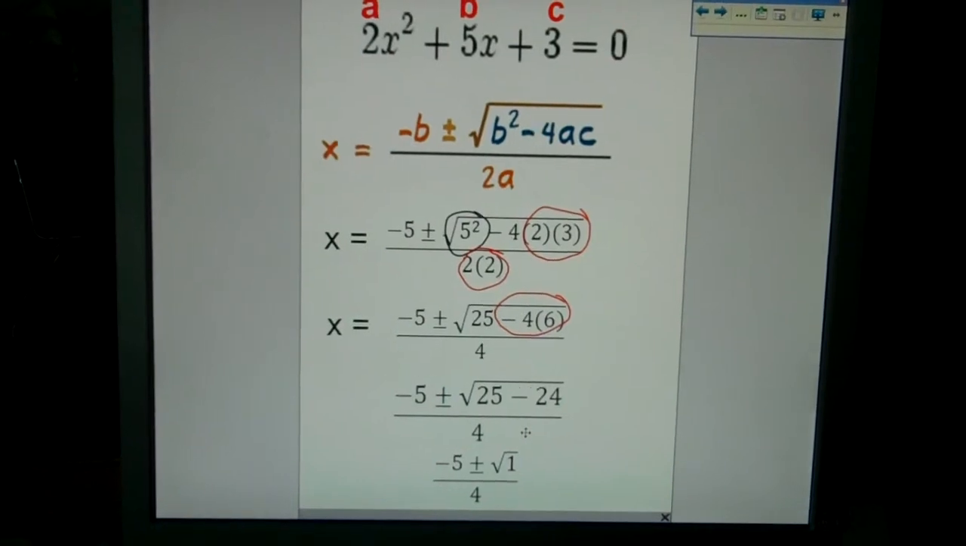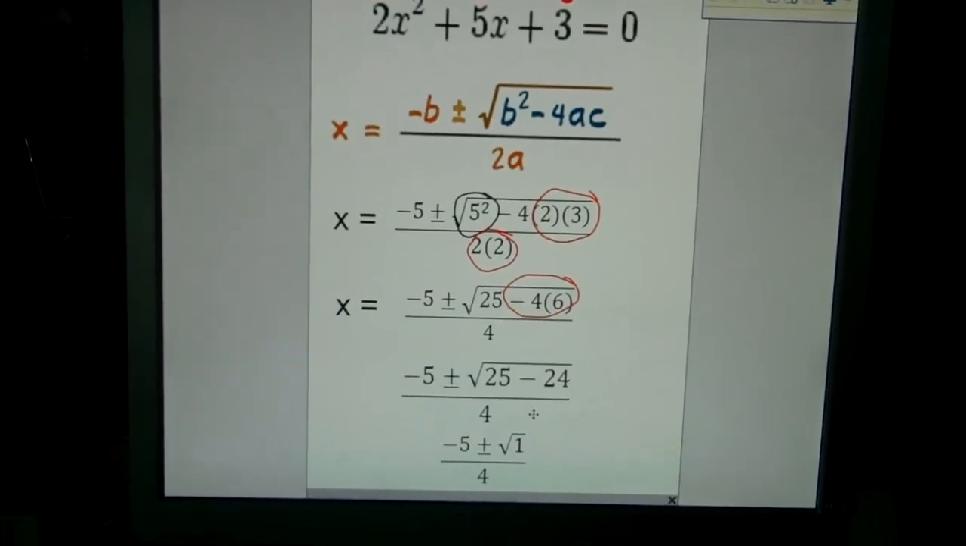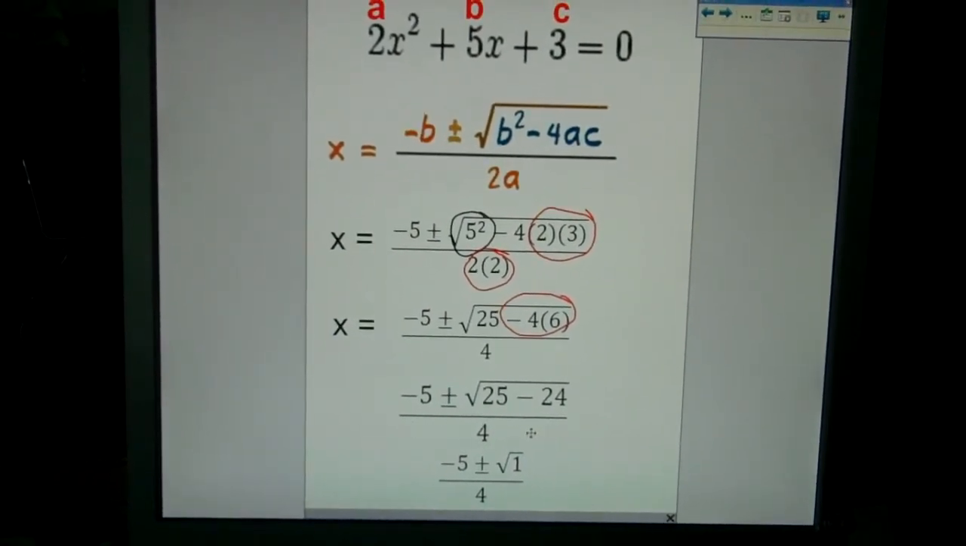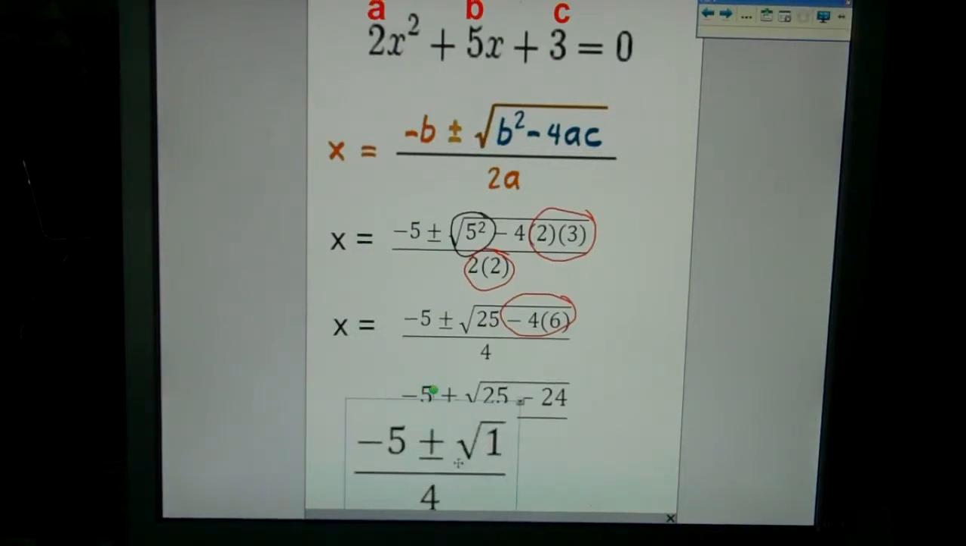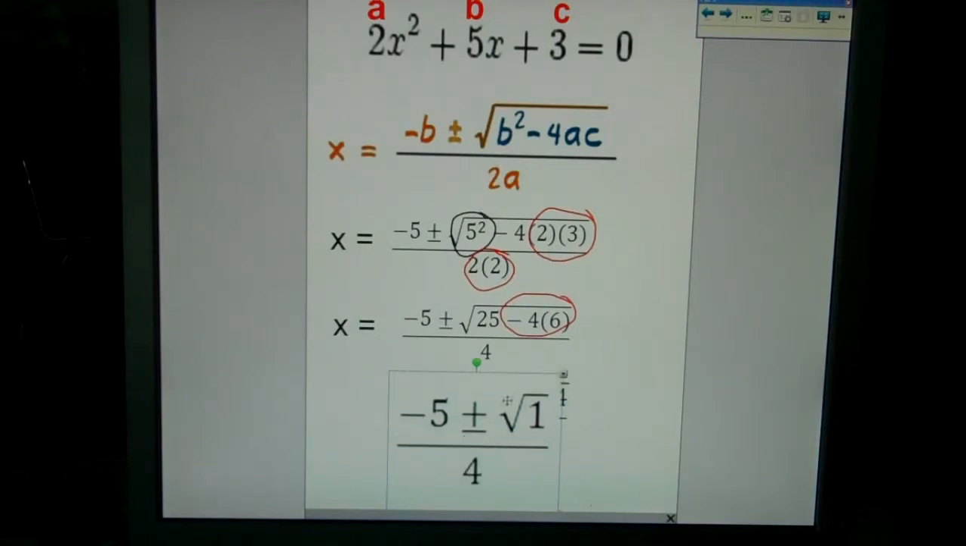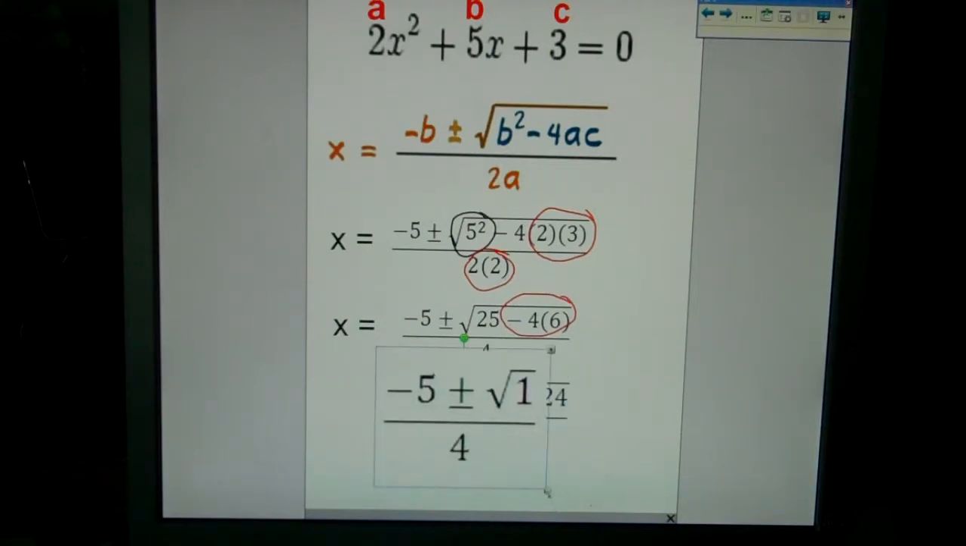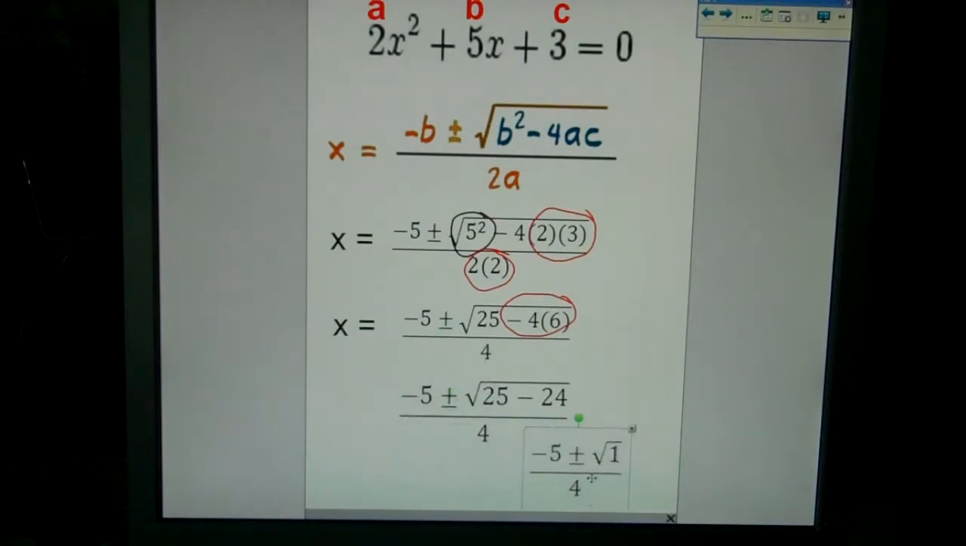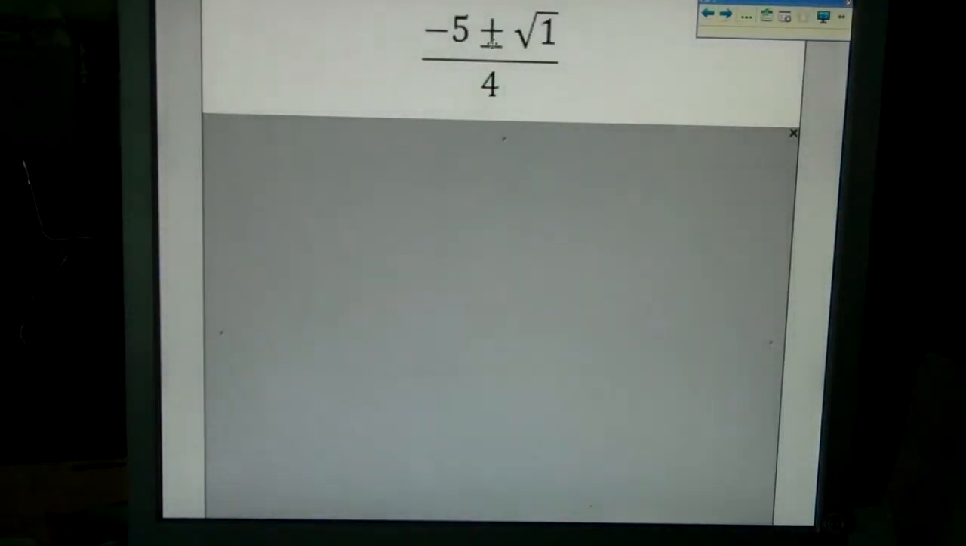Let me make sure you can see that. Oh, yes, you can see that. All right, that's good. Okay, let me make it a little bit bigger. All right, there he is. Negative 5 plus or minus the square root of 1 all over 4. All right, we are still not done, but I ran out of room on this page. Okay, so I just want you to keep it where it is. That's what we were left with.